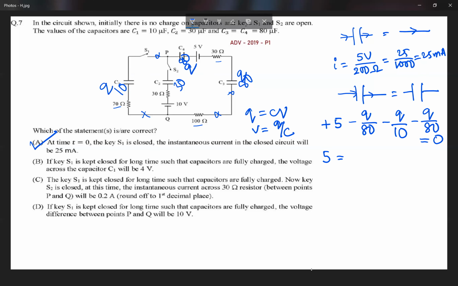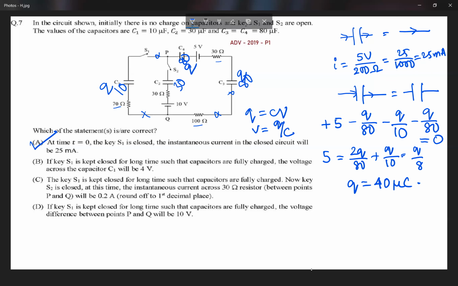So 5 is equal to Q by 80 plus Q by 80, which is 2Q by 80, plus Q by 10. So 2Q divided by 80 plus Q divided by 10, which is how much? 8Q divided by 80, 10Q divided by 80, or Q divided by 8. So Q is equal to 40 microcoulombs.